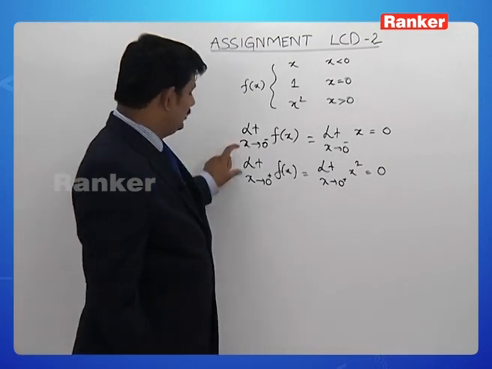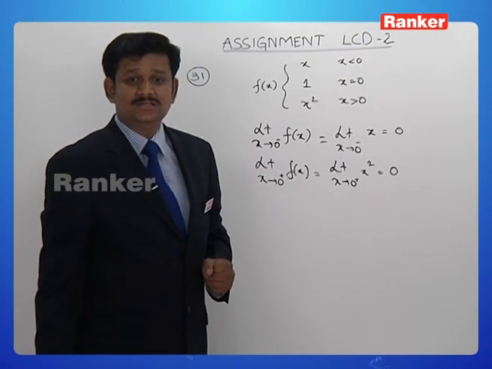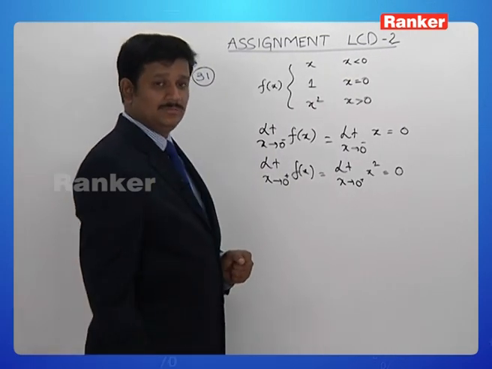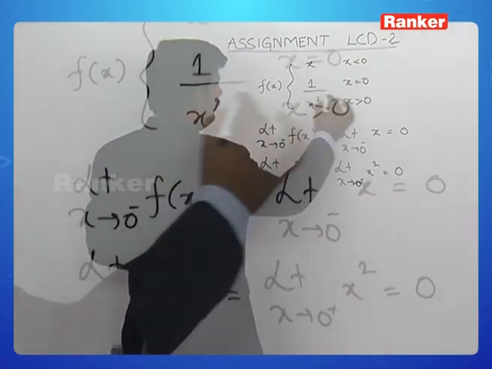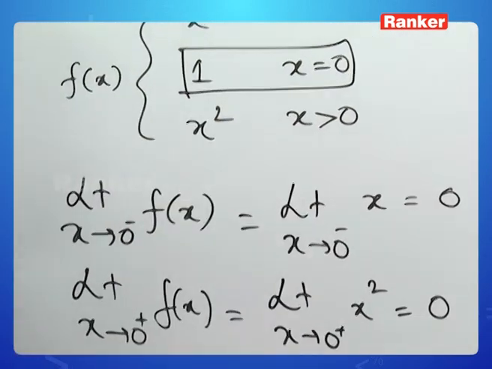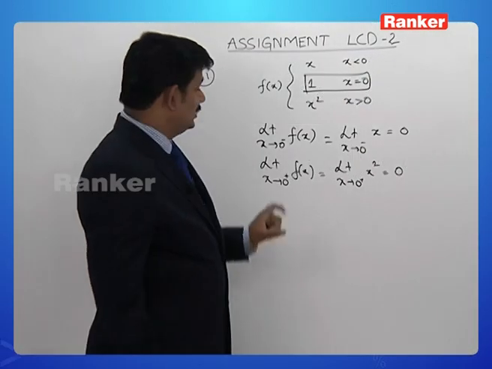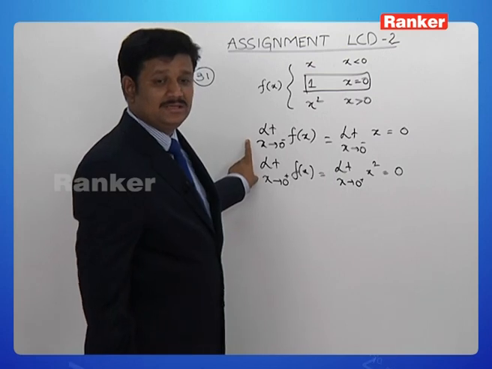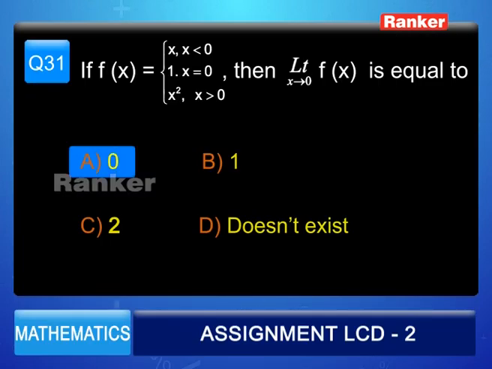So, left hand limit and right hand limit are both equal to 0. So, the limit exists and is equal to 0. Though the function is not continuous, since f of 0 is not the same as the limit value, the limit as x tends to 0 exists and it is 0. So, option is A.